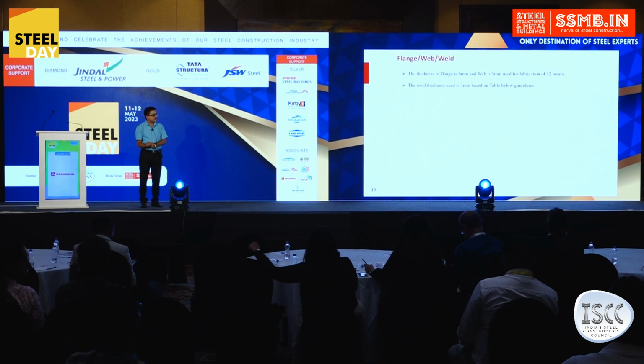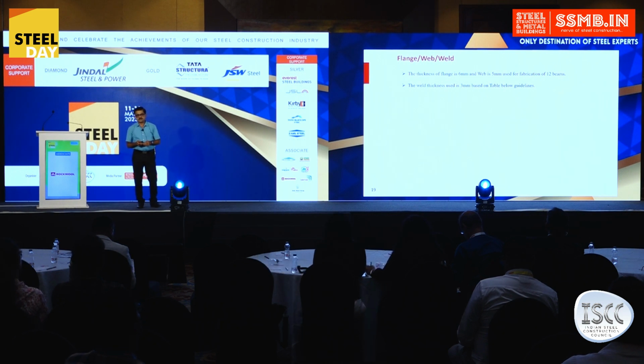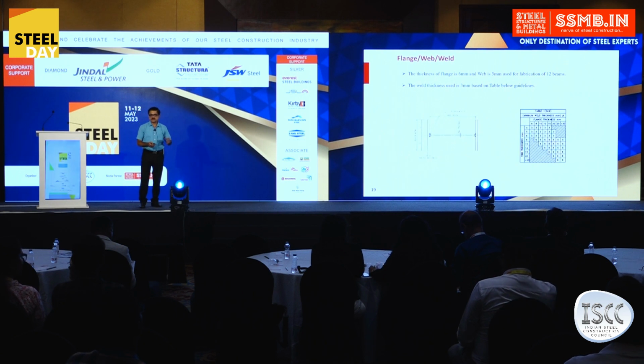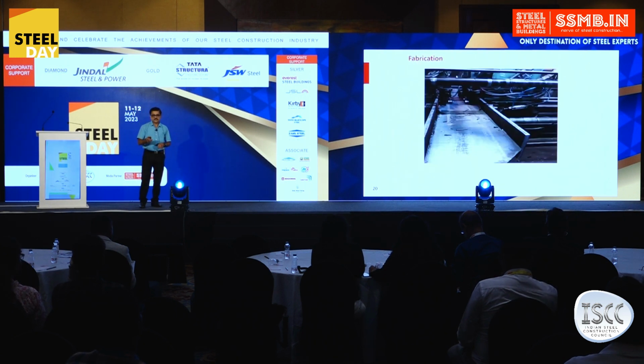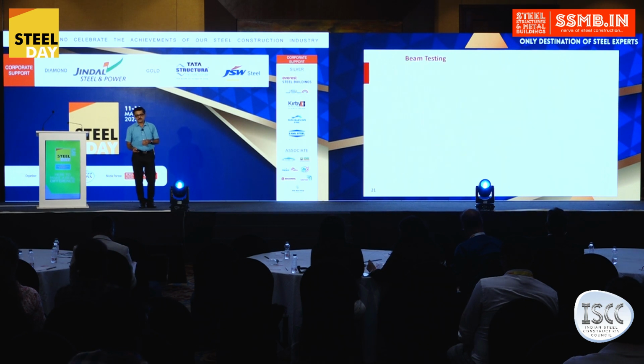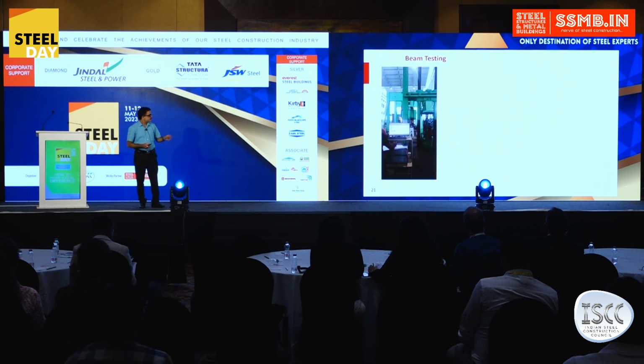So the thickness of the flange for this particular beam was 6 mm, and 5 mm was the web thickness used for this fabrication, and the weld thickness was 3 mm used for manufacturing of this beam. So this is a fabricated beam, rather this is one of the beams, a picture of which was taken during the fabrication.